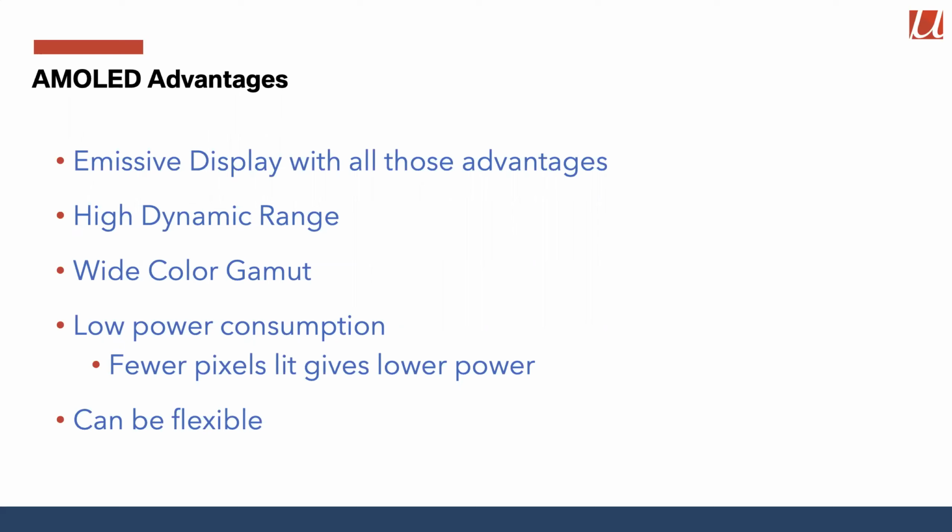You also get a very wide color gamut because you've carefully chosen the chemicals in the host layer to give you very blue blues, very red reds, and very green greens. Like the PM OLED, you can manage the power consumption so that the fewer pixels that are lit up gives you lower power. And lastly, it has the benefit of being flexible if you're careful about it.